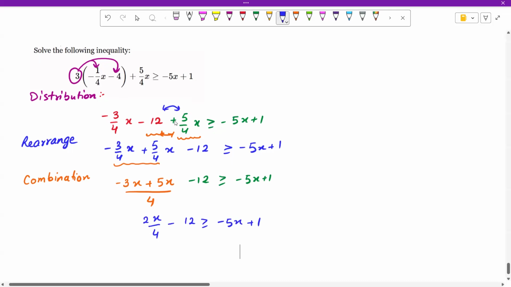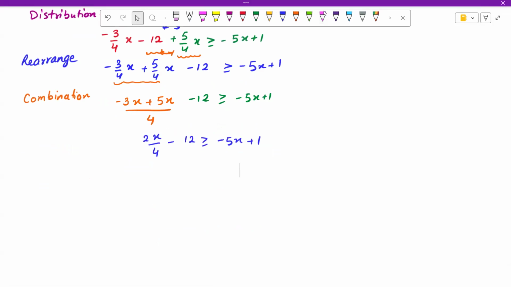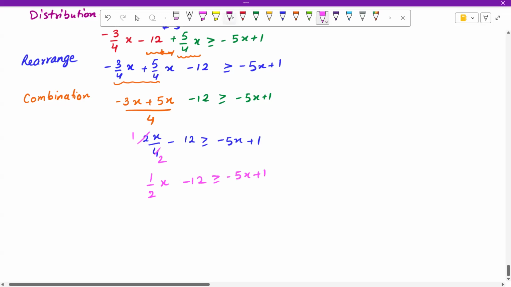What is the next thing we can do here? We could do plus 12. Yes, we can. But before that, do you think this can be cancelled? 2 and 4 both can be cancelled with each other. Can we change it to 1/2? Yes, 2 ones are 2, 2 twos are 4. So half of x we got here, minus 12 greater than or equal to negative 5x plus 1.